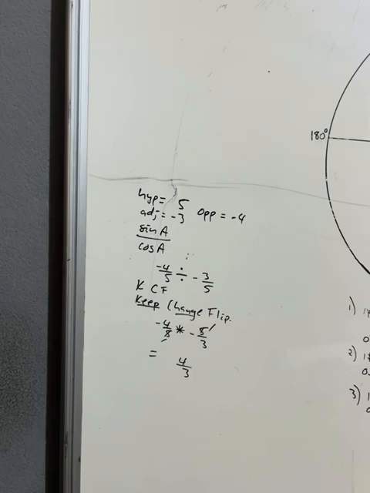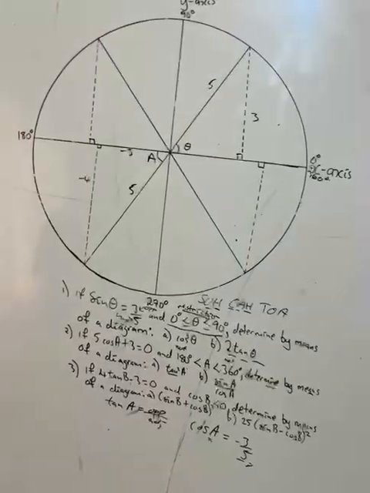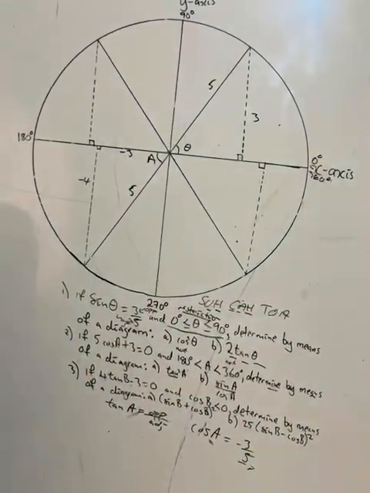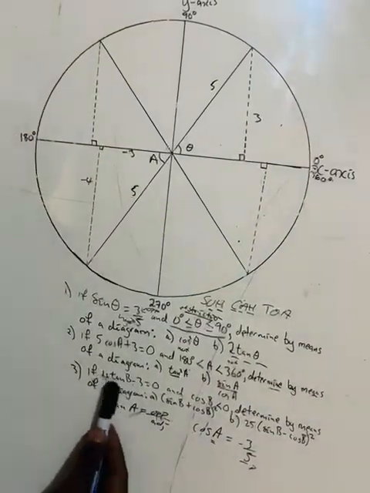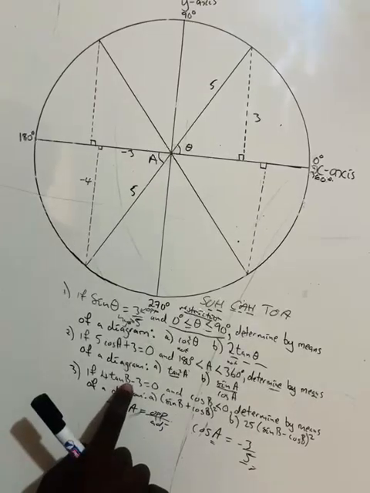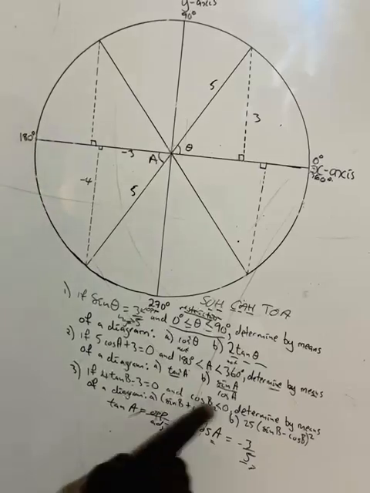Simple and straightforward. Now we're going to go to the last question. What was the last question saying? The last question is simply stating that if 4 tan b minus 3 is equal to 0, we need to rearrange. And when we are rearranging, let's start by rearranging and then we will continue.